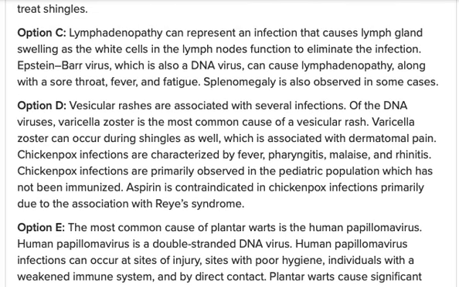Option C, lymphadenopathy, can represent an infection that causes lymph gland swelling as the white cells in the lymph nodes function to eliminate the infection. Epstein-Barr virus, which is also a DNA virus, can cause lymphadenopathy, along with a sore throat, fever, and fatigue. Splenomegaly is also observed in some cases.